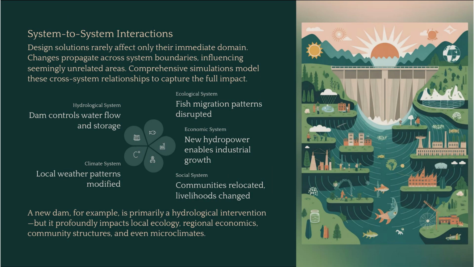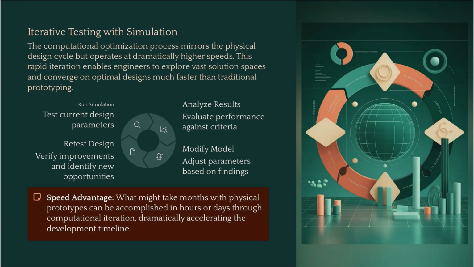Complex problems often involve system-to-system interactions. Consider designing a high-speed train route. The physical structure of the train, one system, interacts with the local geology and seismic stability, another system, which then interacts with the safety regulations, a third, social system. Simulations can be complex enough to tie these different domains together, allowing you to see the holistic effect of your design across various disciplines.